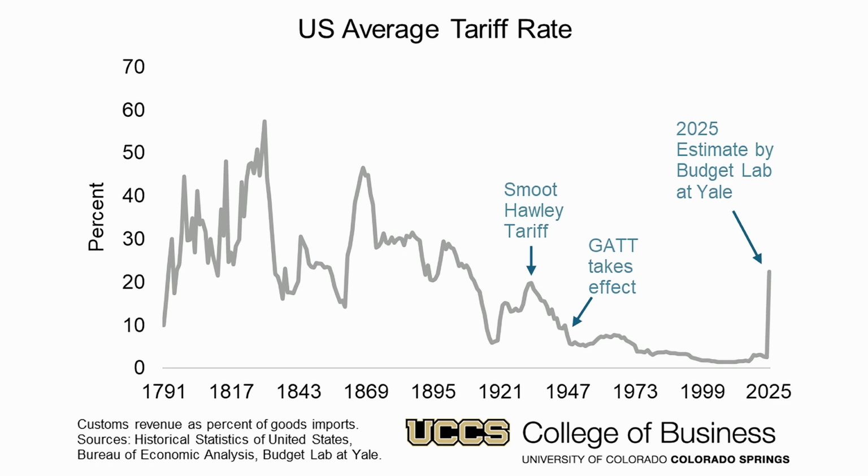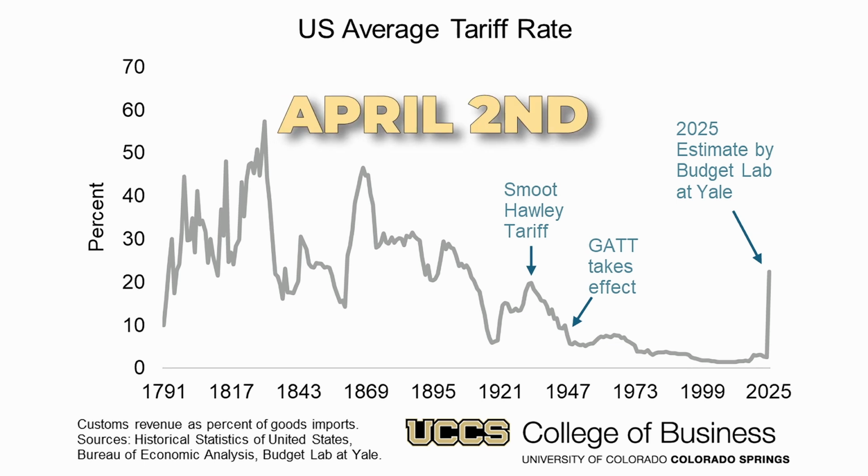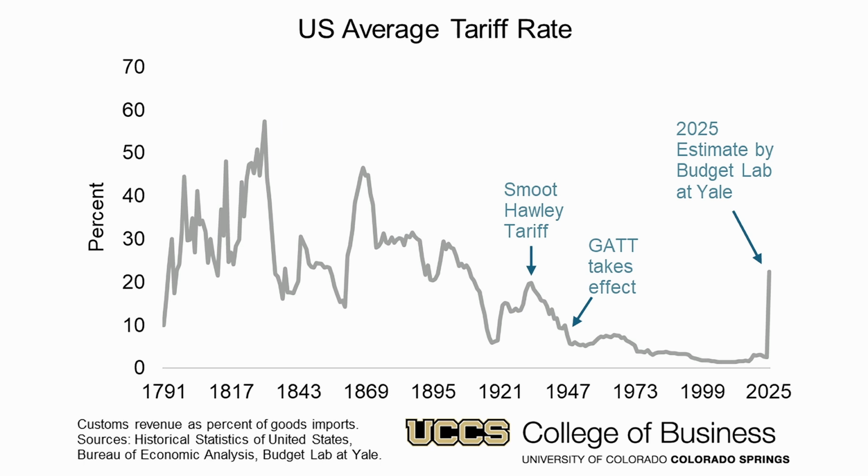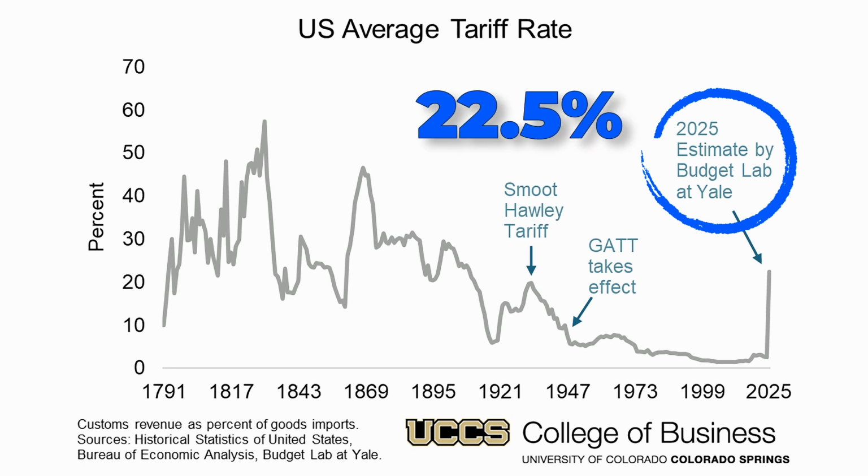So far in 2025, 25% tariffs on steel, aluminum, and automotive imports are being imposed. Executive authority under the International Emergency Economic Powers Act is now being invoked for much higher and more widespread tariffs announced by the president on April 2nd. These will bring U.S. tariffs back to levels not seen since the early 20th century. The Budget Lab at Yale estimates our average tariff rate will be 22.5%, up from 2.5% in 2024.